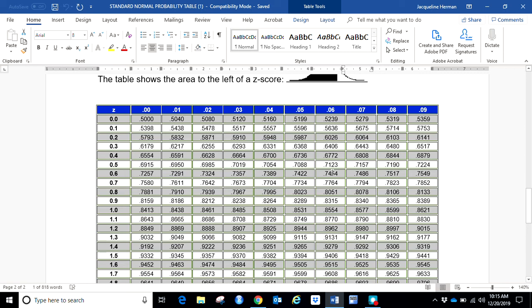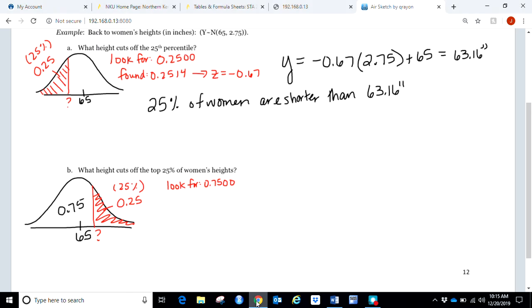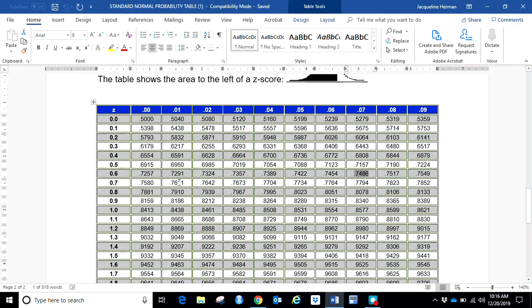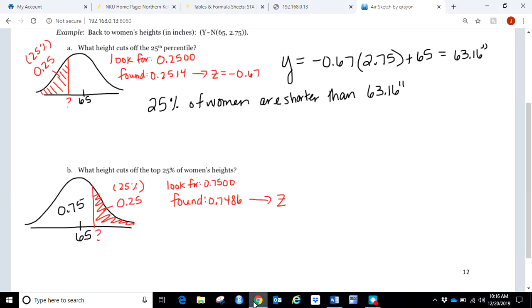Looking for the closest thing we got. Again, I arrive at two numbers that aren't extremely close. The 0.7486 though is a tiny bit closer to our 0.7500. Now, remember, I'm going to look at what row and what column that value is in our table. So our row is the positive 0.6 row, and our column is the 0.07. So putting that together, we're going to get a z of positive 0.67.